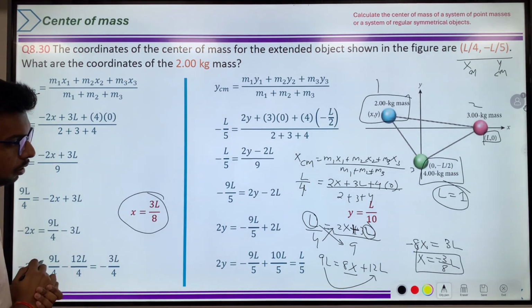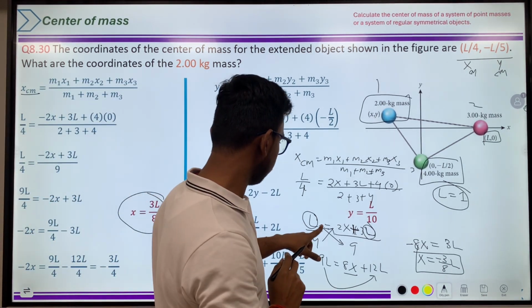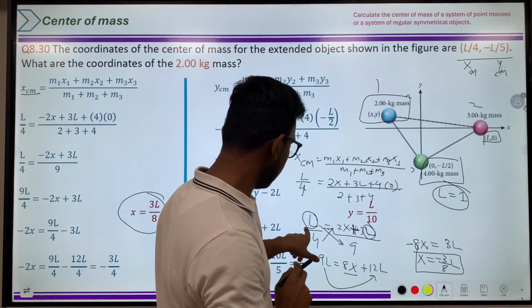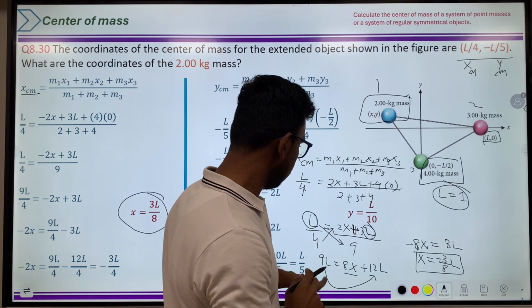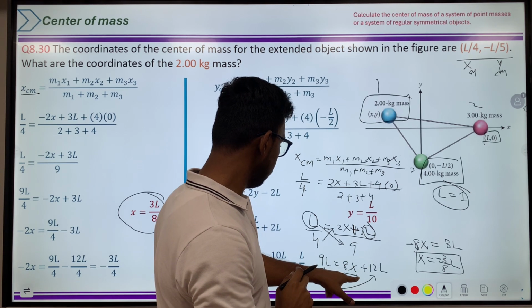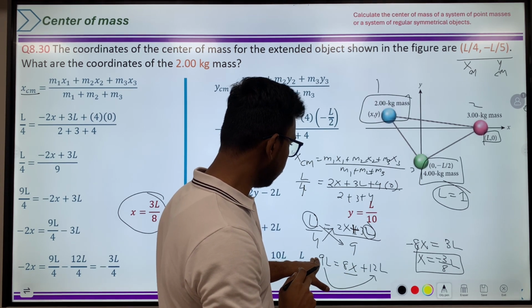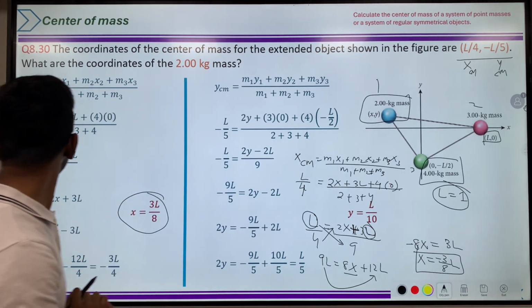3L by 8. Why am I getting negative? 9L for 8x plus 12L. 12L minus 9L is minus 3, like 3L. 8x comes this side, minus 8x. x is equal to minus 3 by 8L. Yes, it's correct.